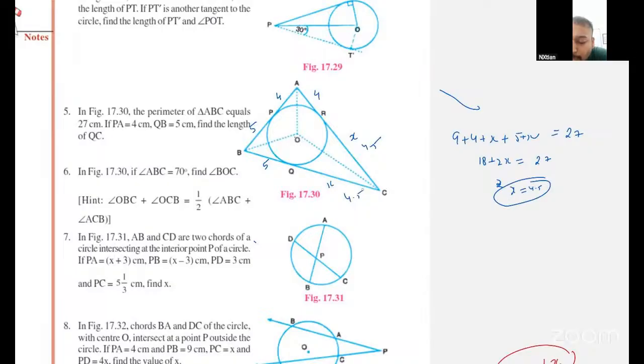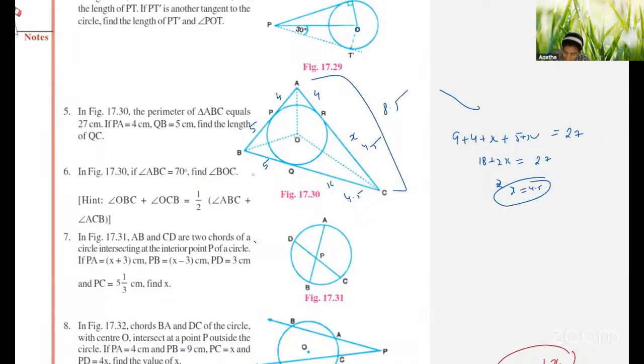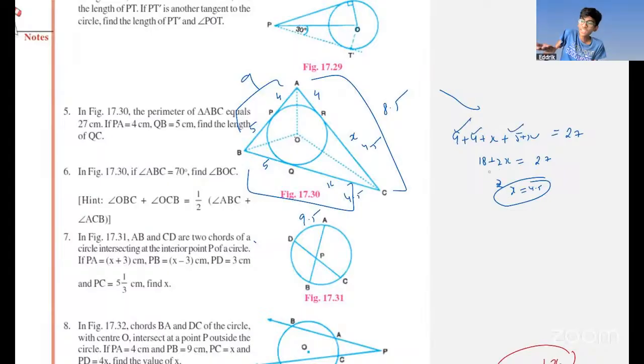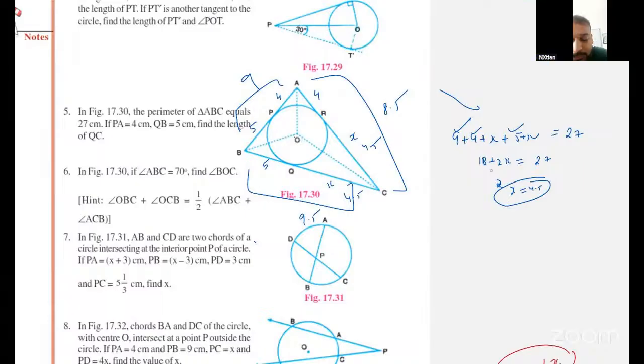9.5, this is 9, so 8.5. So isn't that 8 plus 10 plus 2x? Why 8? This is 9 and this is 4 plus 5, 9. This 9 plus 9 is 18, which equals 8 plus 10 only, no? Yes, I got it. I added in a different way. It's not an isosceles triangle also.